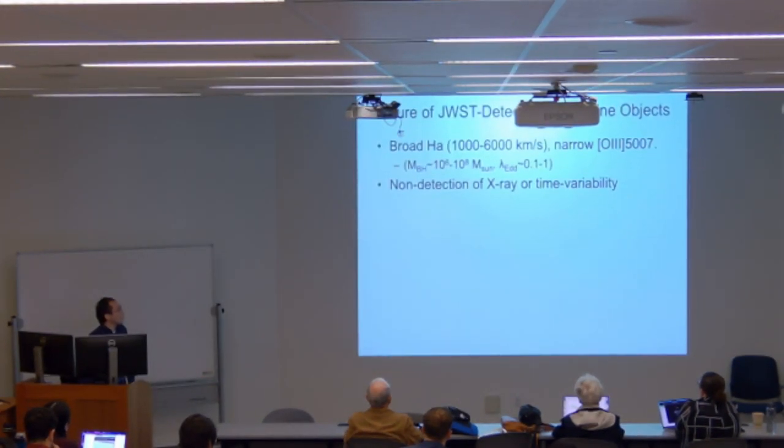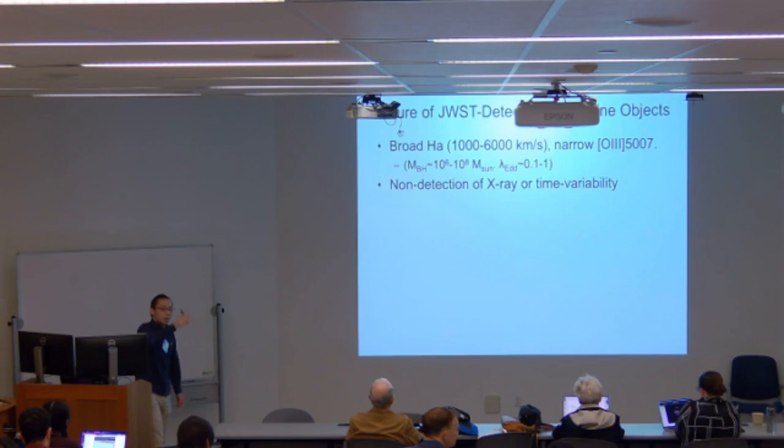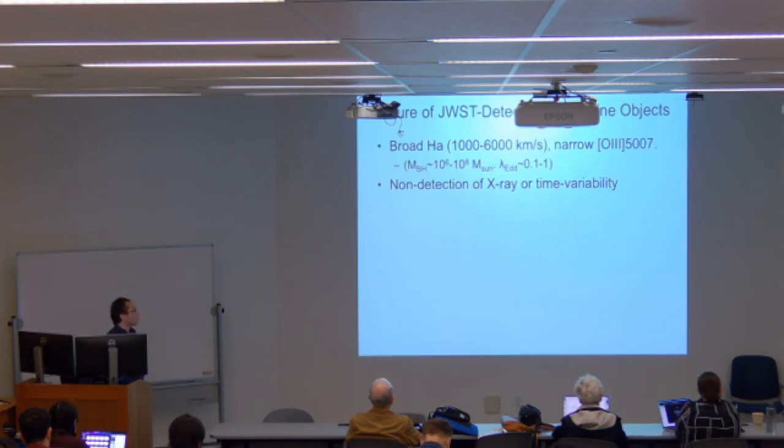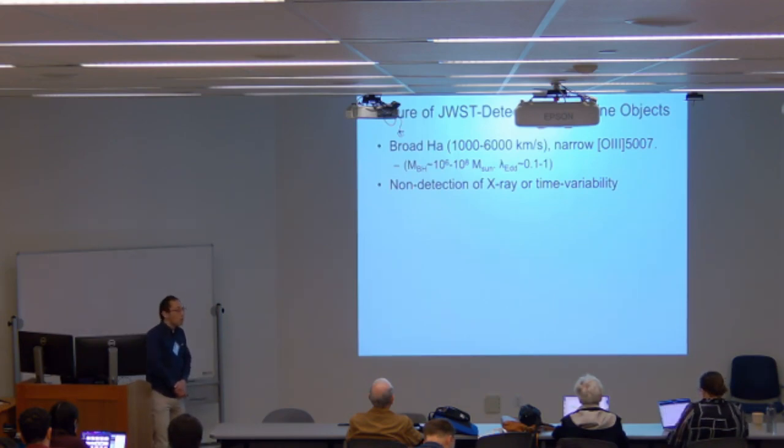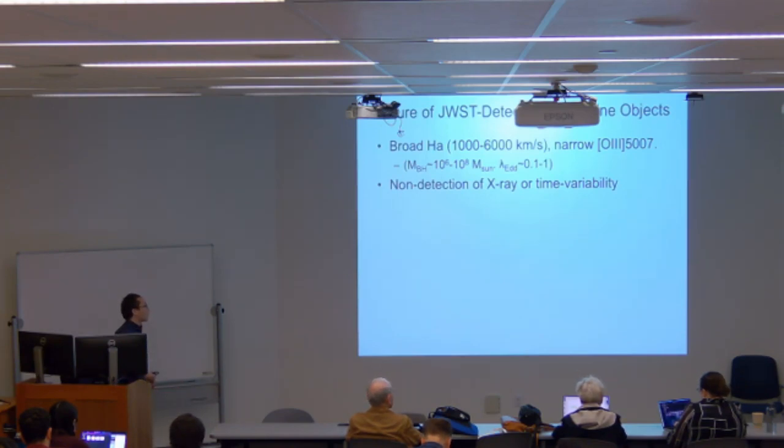This slide summarizes the properties of these JWST-detected broad-line objects. If you look at the optical spectra, they look very similar to local type 1 AGNs. They show broad H-alpha emission lines and narrow [O III] emission lines. If you use the empirical relation, the black hole mass is about 10^6 to 10^8 solar masses, and the Eddington ratio is about 0.1 to 1. However, they don't show any detection in X-ray, and they don't show any significant time variability.